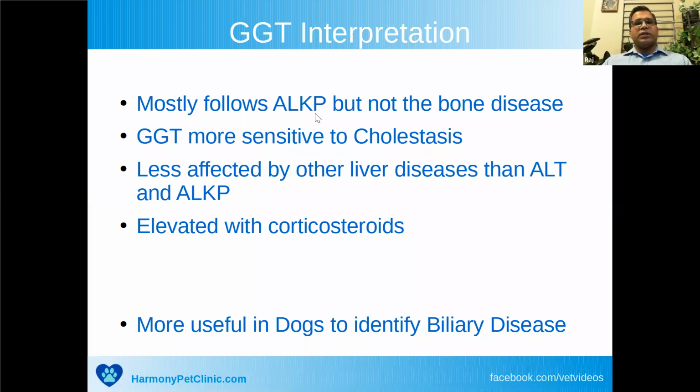GGT follows mostly alkaline phosphatase. It's increased in cholestasis, and it's more sensitive to cholestasis. That means a little bit of cholestasis will cause more increase in GGT than alkaline phosphatase. Also, GGT is not produced in the bone, so with any bone disease it will not be increased; only alkaline phosphatase will be increased. It's less affected by other liver diseases than alkaline phosphatase and ALT. So GGT is affected more by gallbladder disease or cholestasis. It can be elevated with steroids. Because of this nature, being sensitive to cholestasis, it's very useful in dogs to identify biliary disease.